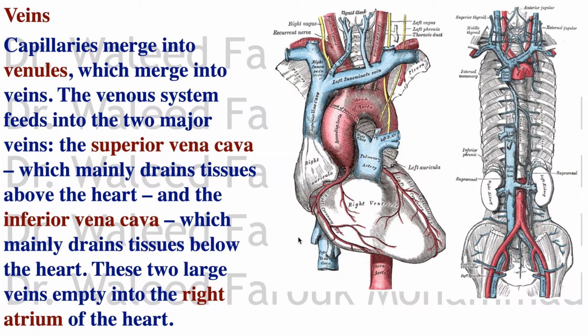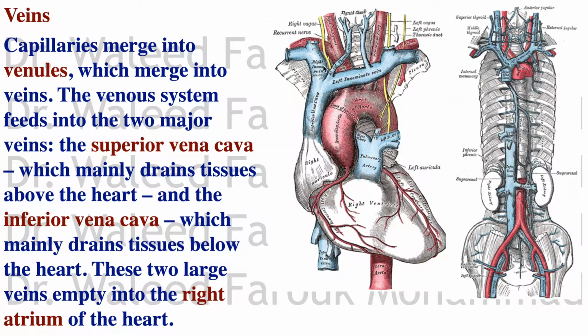Veins are much thinner than arteries. As we mentioned, the capillaries merge into venules, then merge into veins. The venous system converges into two major veins: the superior vena cava, which mainly drains tissues above the heart, and the inferior vena cava, which mainly drains tissues below the heart. The two large veins empty into the right atrium of the heart.